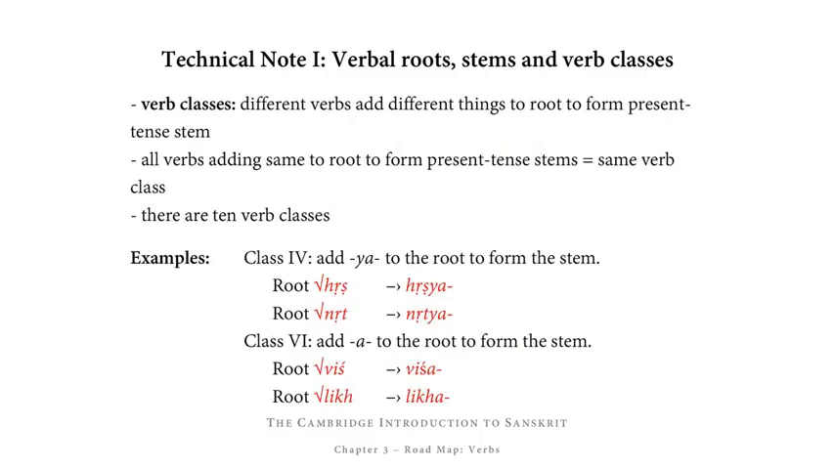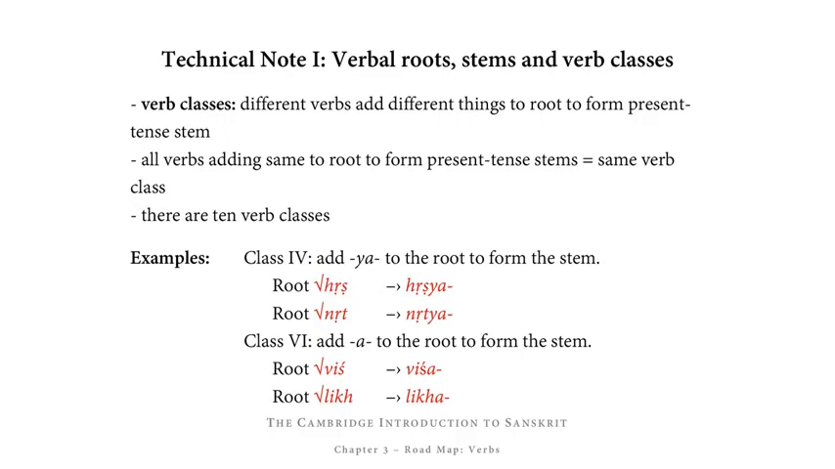Now we just saw the verbal root pat, meaning to fall or to fly, and its present tense stem pata. In Sanskrit, different verbs add different things to the root in order to form their present tense stem. All verbs that add the same thing to the root in order to form their present tense stem are seen as belonging to the same verb class, and there is a total of 10 verb classes, so 10 different ways of getting from a verbal root to a present tense stem.